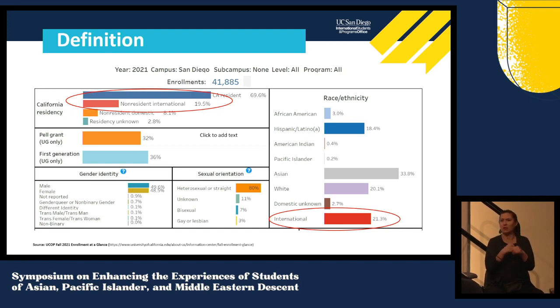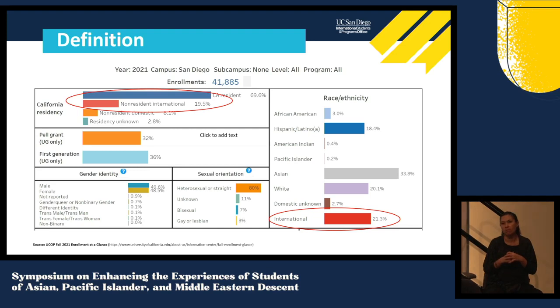So in the upper left-hand corner, when you look at California residency, you'll see that there's California resident, non-resident international, non-resident domestic, residency unknown. You'll see here that 19.5% of the students are non-resident international. However, if you look to the right under race and ethnicity, there is a section there called international, and in that location, it says 21.3% of our students are international. So again, it depends on how you're defining it and who we are talking about.